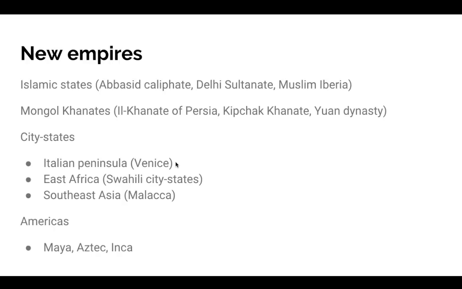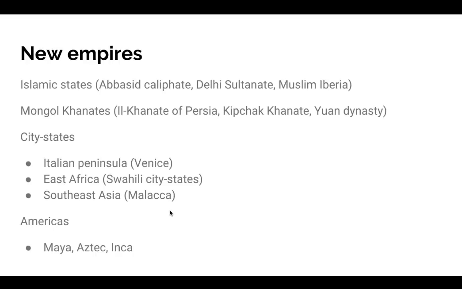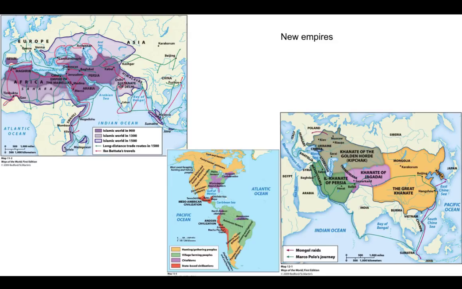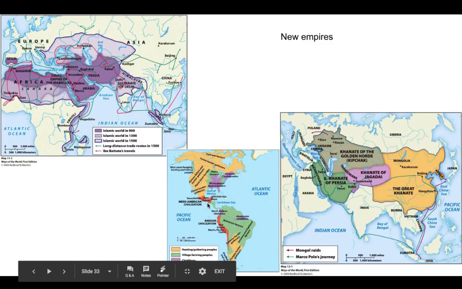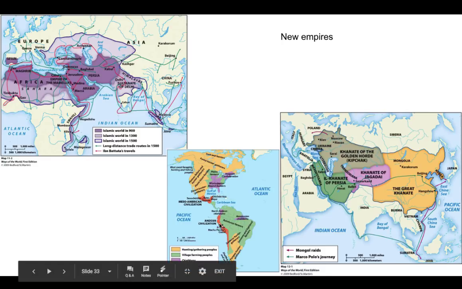We also have some important city-states. Venice was an important city-state in the Mediterranean for Mediterranean trade, and the Swahili city-states along the Indian Ocean in East Africa and Malacca in Southeast Asia were also important for maritime trade. And then down in the Americas, we have these states, the Maya, Aztec, and Inca, developing during this time period. And so here are our maps. This map shows the spread of the Islamic world. This map shows the Khanates, and then here we have the Maya civilization, and then the Aztec in this area, and then here are the Incas down here.